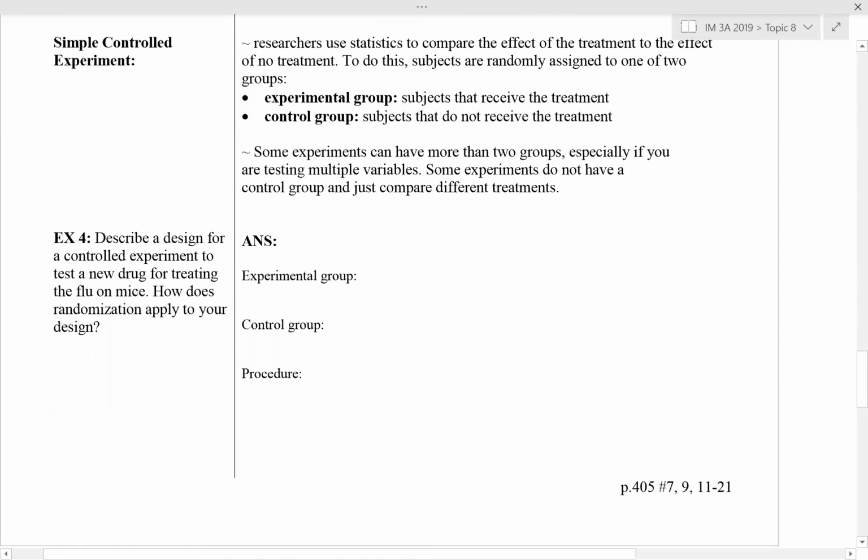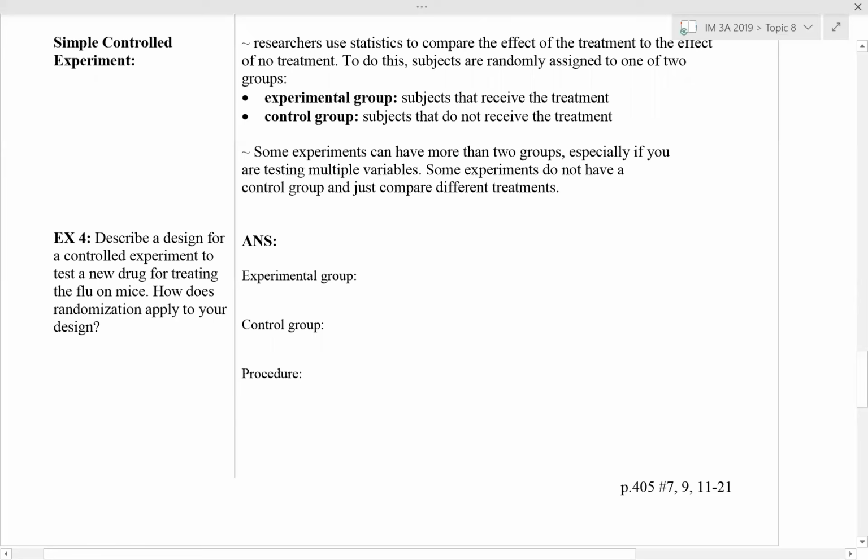Finally, we're gonna look at a simple controlled experiment. So a simple controlled experiment is when researchers use statistics to compare the effects of a treatment to the effect of no treatment. So to do this, subjects are randomly assigned to one of two groups, either the experimental group, the ones that receive the treatment, or the control group, subjects that do not receive the treatment.